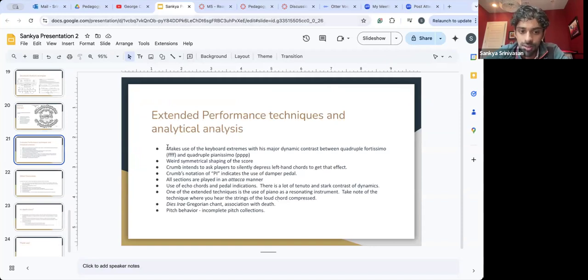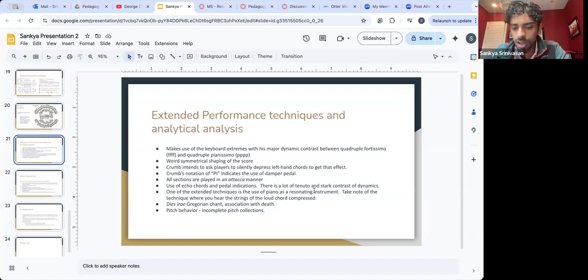On first listen, the composer makes use of keyboard extremes with his major dynamic contrast between the quadruple marked fortissimo and quadruple pianissimo markings. There's a very weird symmetrical shaping of the score, and Crumb intends to ask players to silently depress left-hand chords to get that effect. His notation of PI indicates the use of damper pedal. All sections are played in an attacca manner. The use of echo chords and pedal indications are also in effect.